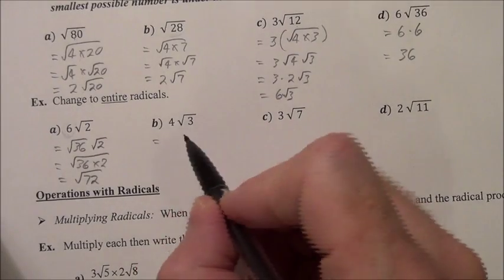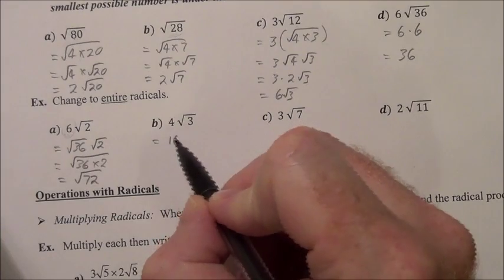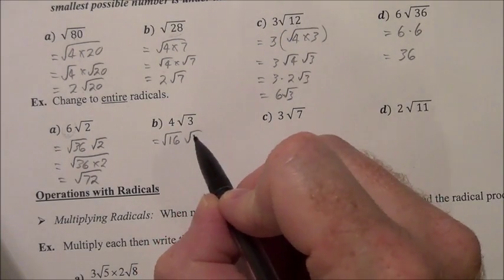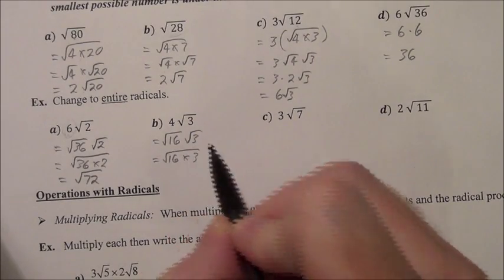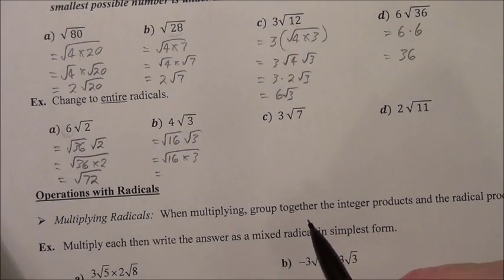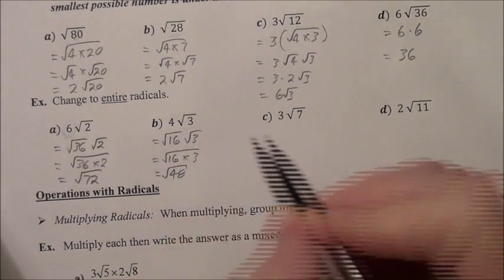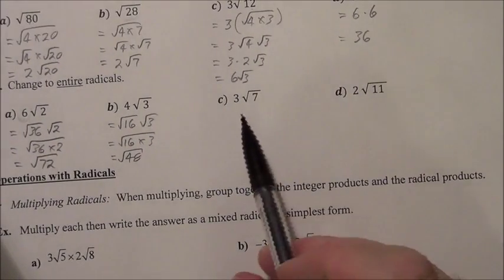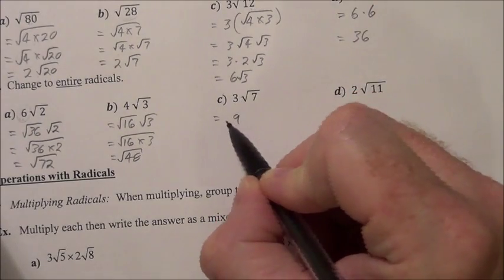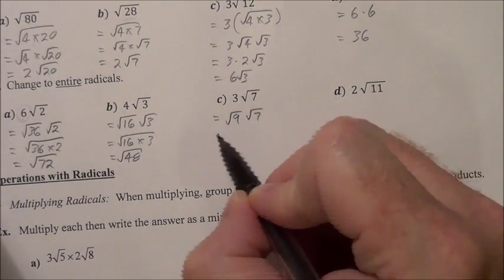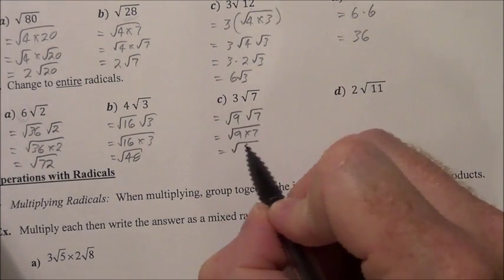Okay, over here, same sort of thing. We're going to bring this 4 into the radical, and the square root of 4 squared is 16, and then this is the same as the root of 16 times 3, and 16 times 3 would give us 48. Same thing here for 3 and 7. Take the square of 3, we get root 9 times root 7, which is root of 9 times 7, which is the root of 63.